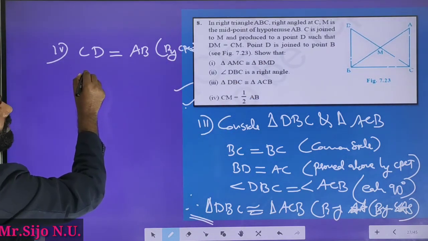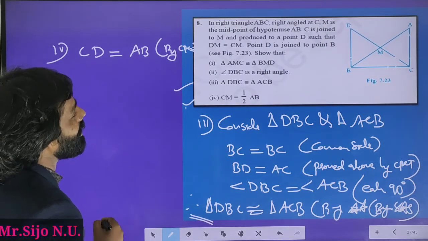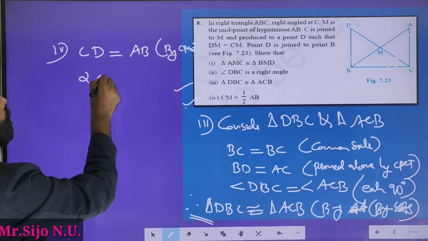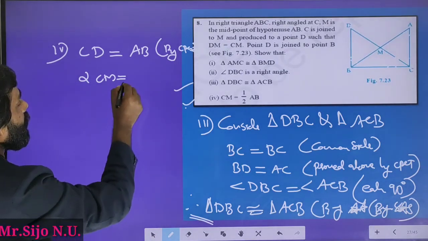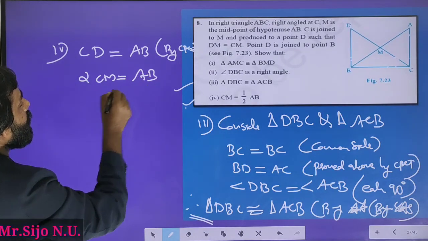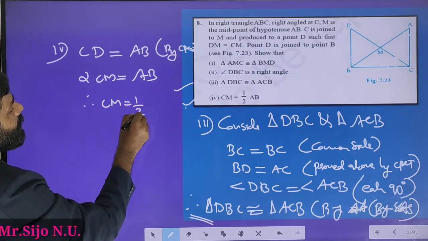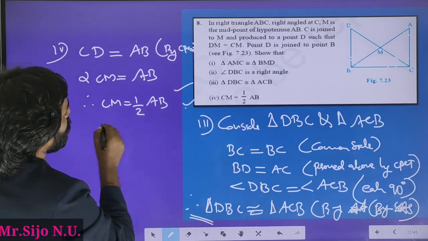So instead of CD we can write 2 into CM. The reason is, we know M is the midpoint of CD, and CD equal to AB. Right? Therefore, from here we can write CM equal to, we can take this 2 to this side, so 1 by 2 into AB. So that is what we needed to prove.